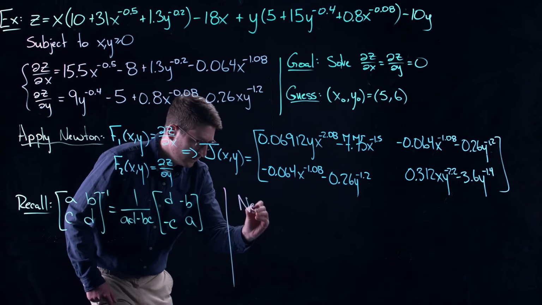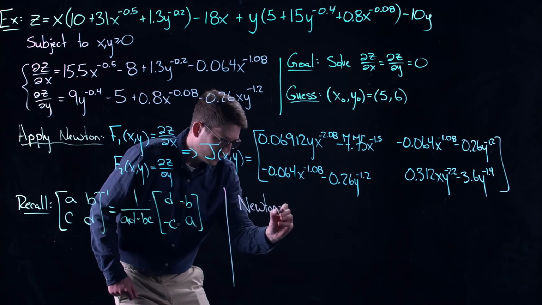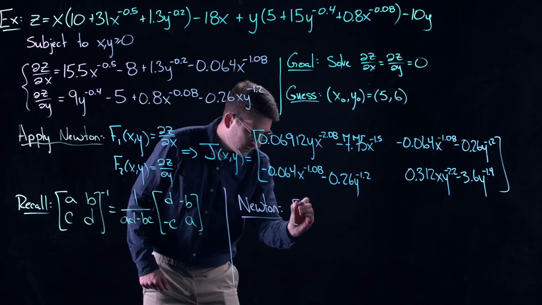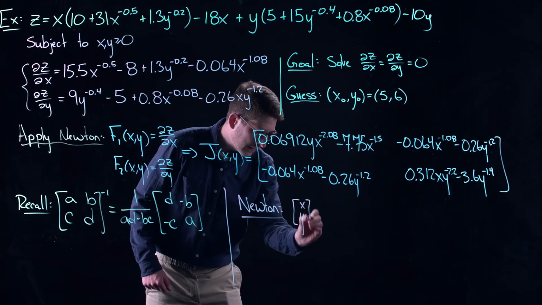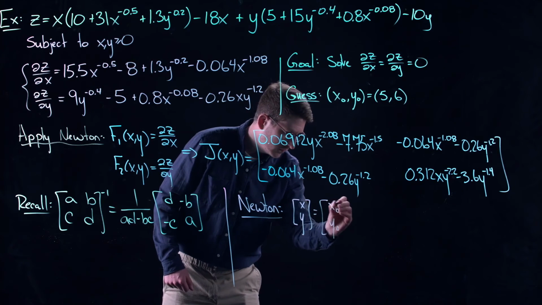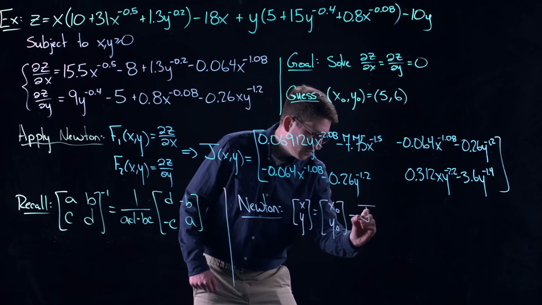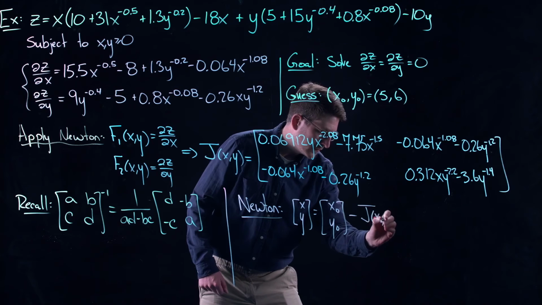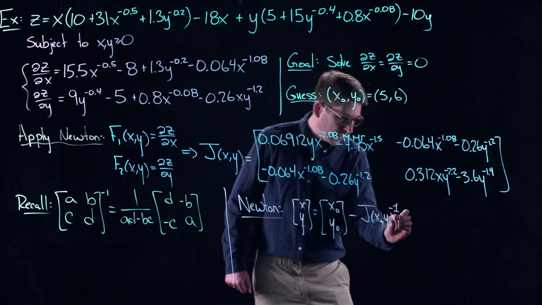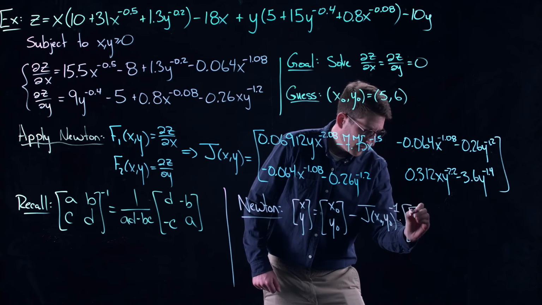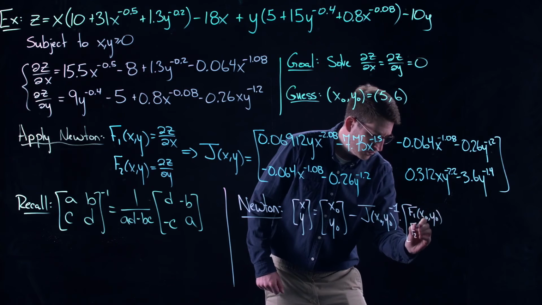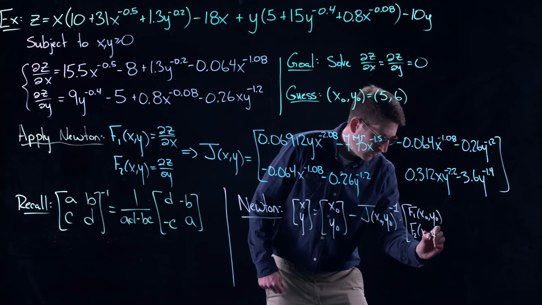All right, so Newton says, okay, so my new guess, x and y, is given by my old guess, x0, y0, minus the Jacobian at x0, y0, inverted, and then times f1 of x naught, y naught, f2 of x naught, y naught.